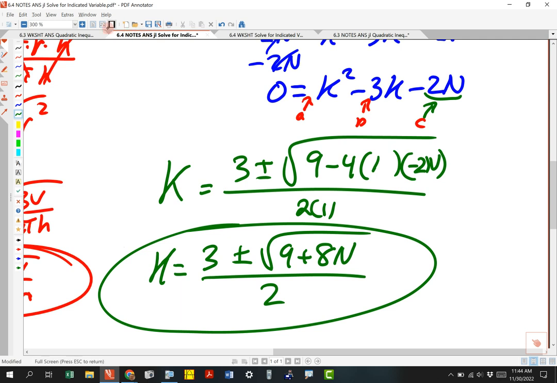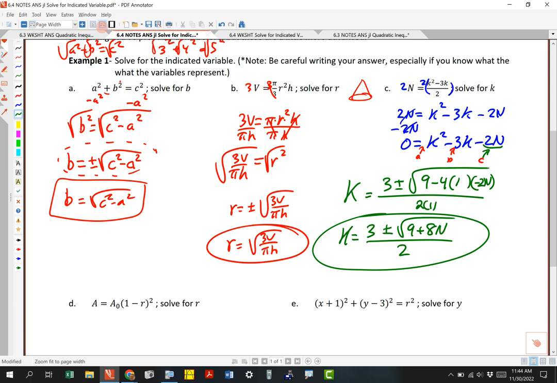So just like before, let me go full screen on this so you can see both sides of this. The only variable in the first problem is b. If they told us a and c, would we get a number answer on this side? Yep. For this one, the only variable on part b was just the r. If they told us what v and h are, could we plug this in our calculator and get a number? Yep. If we take a look at this last one, so here it says k equals 3 plus or minus a big square root, 9 plus 8n over 2.